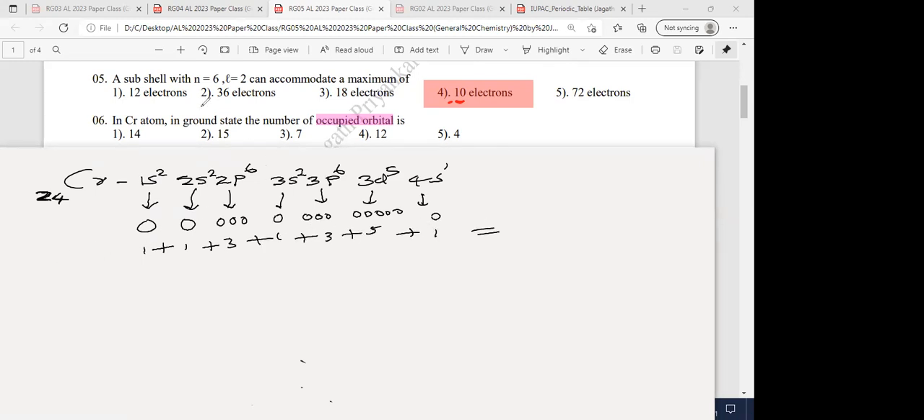What is the total now? 1, 2, 5, 6, 9, plus 5 is 14, 14 plus 1 is 15. There are 15 occupied orbitals, isn't it? How many of you got the second? Then the answer is second. There are 15 occupied orbitals. So the answer is second.